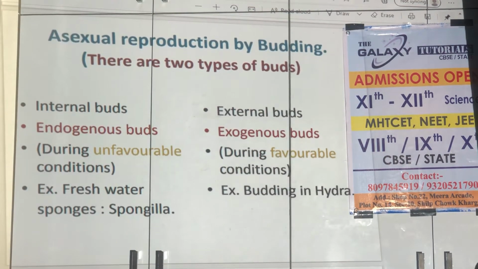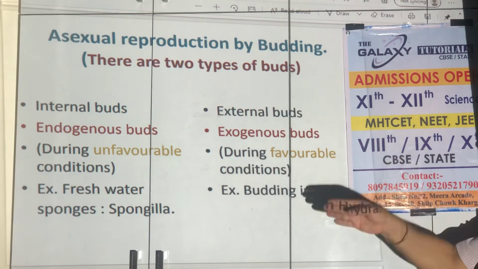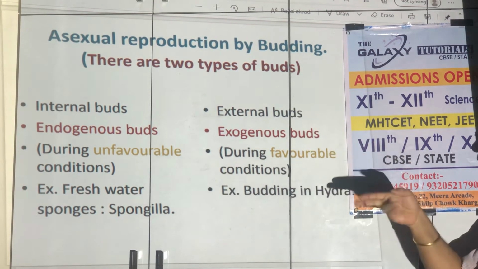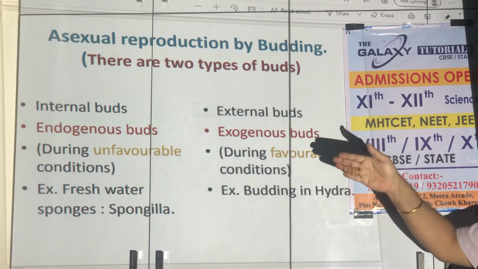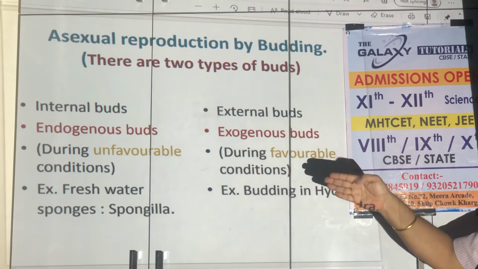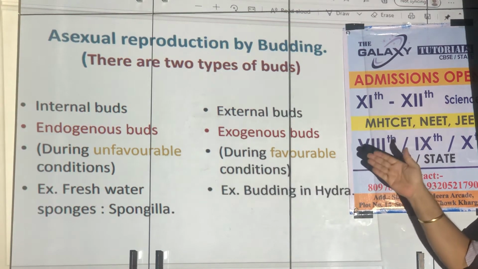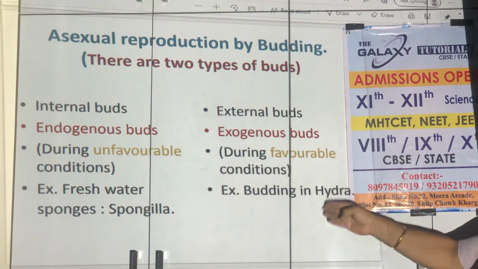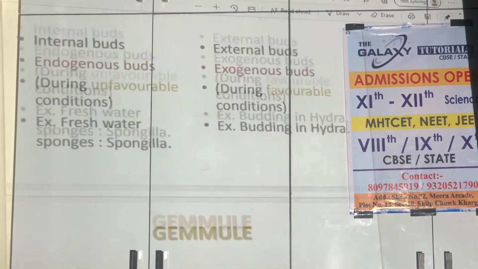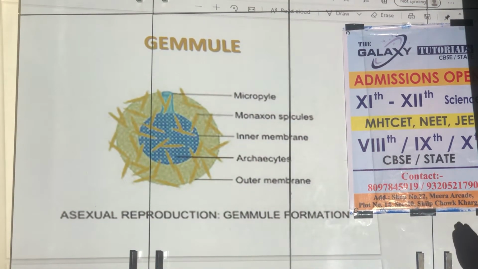Now, let's again go to lower classes. There are two types of buds. Asexual budding you know very well: internal buds and external buds, endogenous buds and exogenous buds. Internal buds are also called endogenous buds. They occur during unfavorable conditions. They are seen in sponges. External buds are also called exogenous buds. They are found in favorable conditions. Example, Hydra. Nothing extra is given. They are required for 1 mark and 2 mark questions.